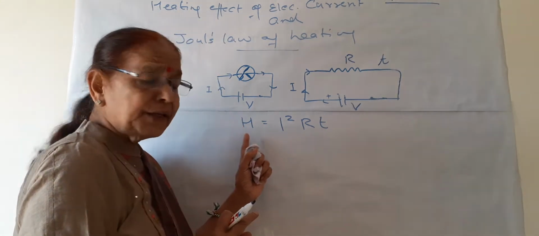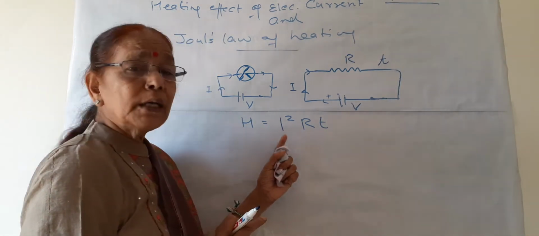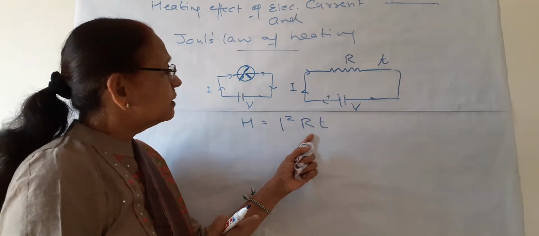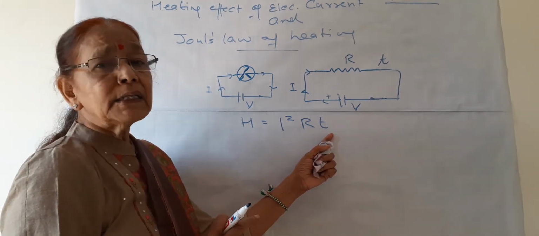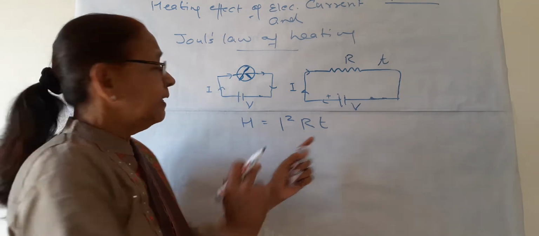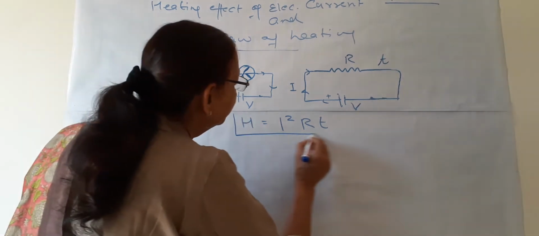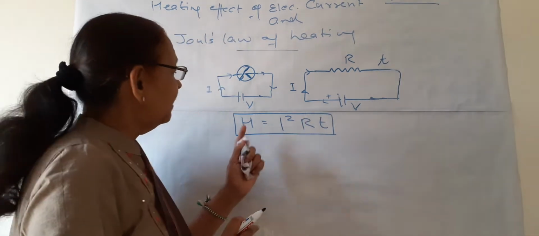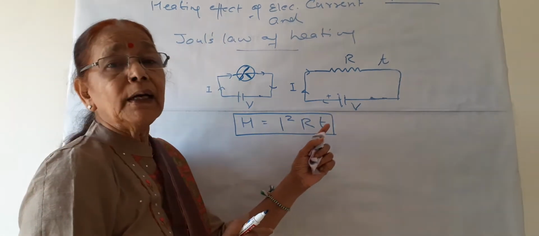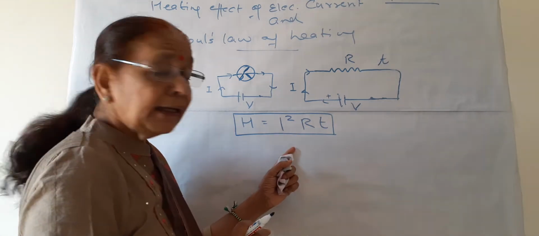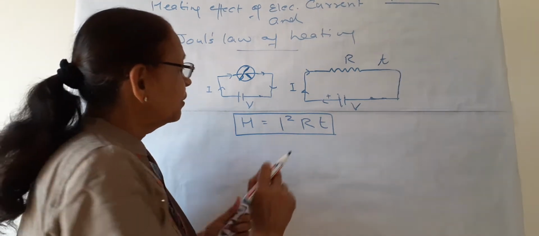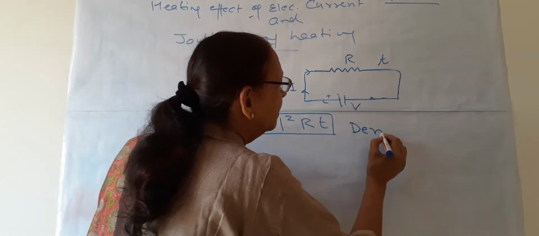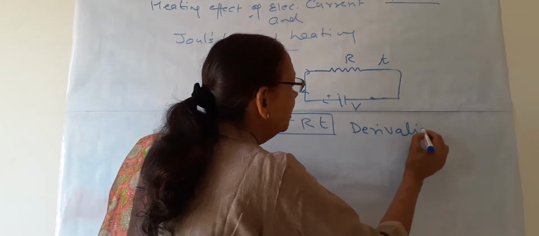That is, this heat energy is equal to the square of the current multiplied by the resistance of the resistor, and the current is flowing for the time T. So this equation is known as Joule's law of heating. H is equal to I square R T. We can derive this equation. So now you can write down the derivation of this equation.